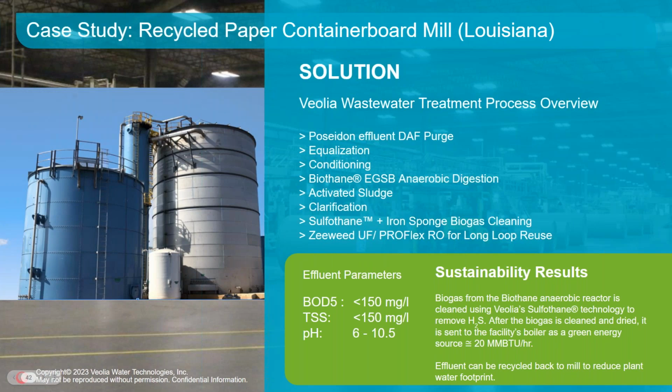The solution that Veolia developed included wastewater equalization to balance out the flow and load. Next up was Veolia's patented Biothane Biobed EGSB reactor that converted the hot, starchy wastewater into biogas, significantly reducing the organic load. The anaerobic effluent was then softened to reduce the scaling potential and fully treated using a custom designed activated sludge process. The biogas was scrubbed of H2S using Veolia's Sulfothane technology and then fed to the site's boiler to reduce the natural gas usage. Parts of the aerobic effluent were sent to the sewer and parts to a Veolia ZeeWeed UF and ProFlex RO system to complete the long loop water recycle back into the mill.